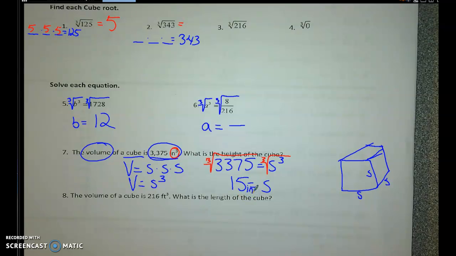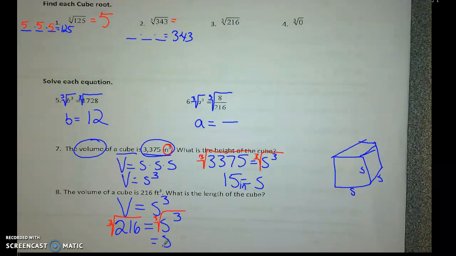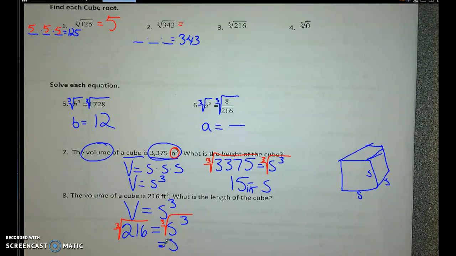Number 8, getting you started. Volume equals S cubed. Here it's telling us the volume is 216, and that equals S cubed. So you've got to do the inverse operation. So you've got to do the cube root and the cube root, and that's going to let you know what the side is, to know what the length of that cube is. So you're going to go ahead and finish that up. Don't forget to put your unit on your side length.